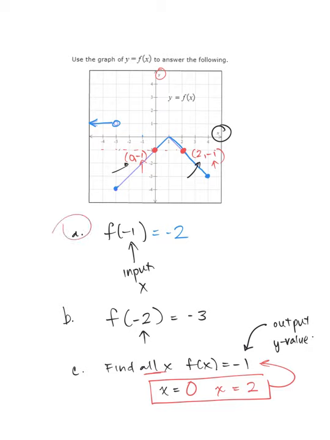Now if you look back at A and B, in order to be a function, every input has to have a unique output. So there's going to be only one answer for those ones.